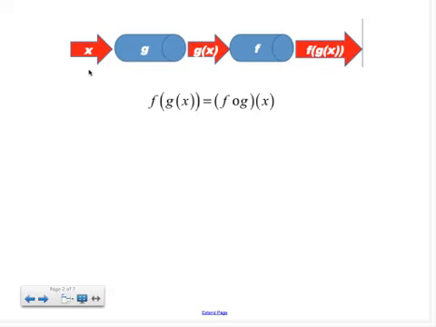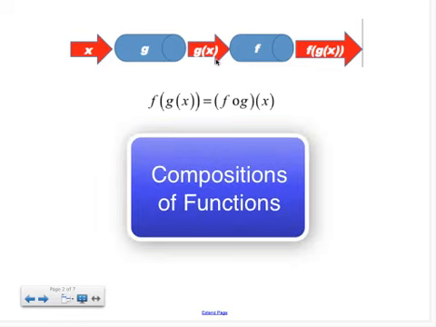Up till now, for the most part, we've been plugging numbers into functions and getting out numbers. But there's nothing that says that you can't take a function and set it into another function. That's what we're going to talk about today. These are called compositions of functions, when you input a function into another function.